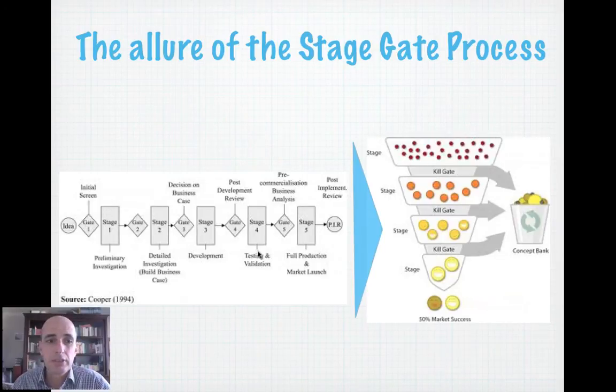And the left hand side is basically what the process looks like. The rectangles are when the work is being done, and then the gates are when it is decided whether or not this project will continue. And here you've got gates for the overall process, but you can have smaller gates in between. And that sounds like a very good process.